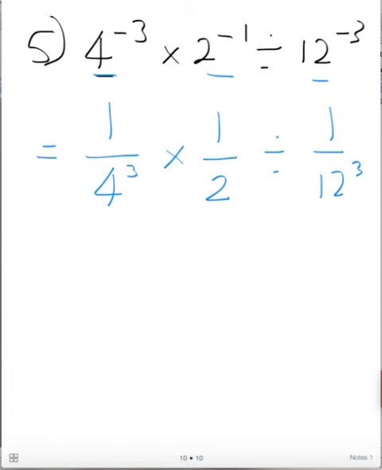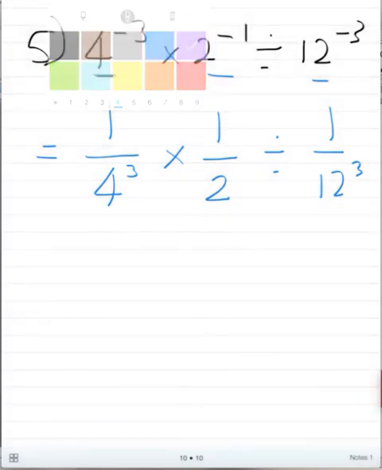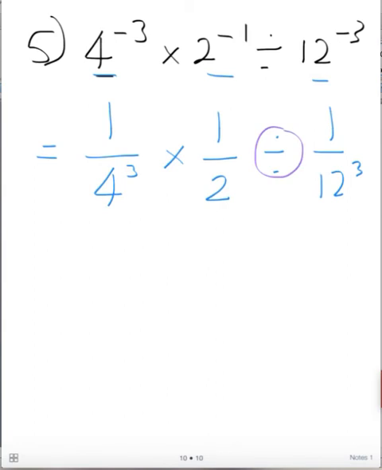Then my next step is, I'm multiplying. I've got fractions now, and I'm multiplying and dividing. Now, I know with my fraction skills, if I have division, I've got to turn it into times. So to do that, I have to flip the 1 over 12 cubed. So that will be my next step. Okay, if you've got any fraction skills, you need to practice some questions on that.